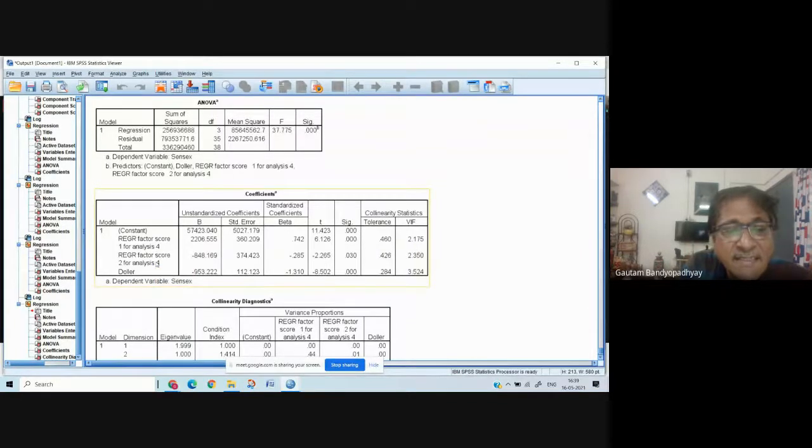Not only that, here Sensex depends on the factor 1 score, where factor 1 consists of 4 variables, and the factor 2 score, where factor 2 consists of 2 variables, and dollar. So instead of 9 variables, we have taken only 7 variables, decomposed into 2 factors and a single variable. So why? Then you can easily visualize it graphically. Instead of 9 dimensions, initially we started with 9 dimensions, now reduced to a lower dimension, that is 3. I hope it is clear.